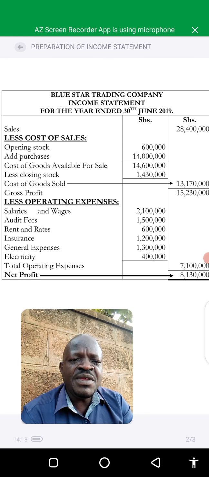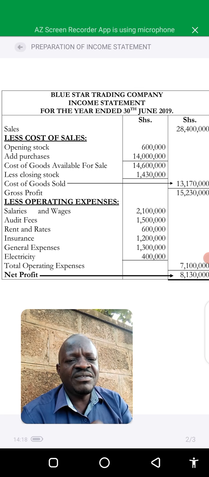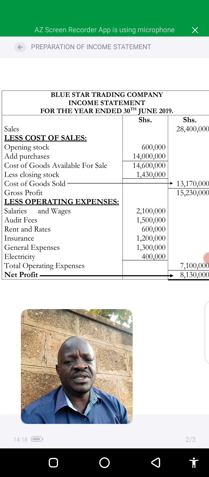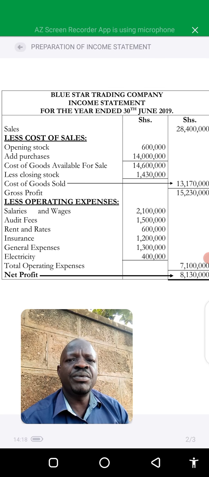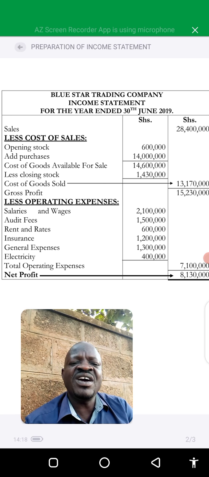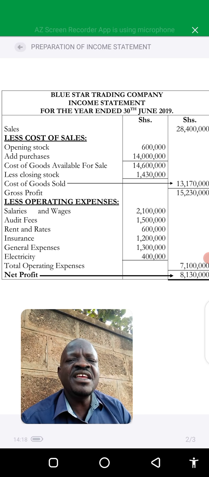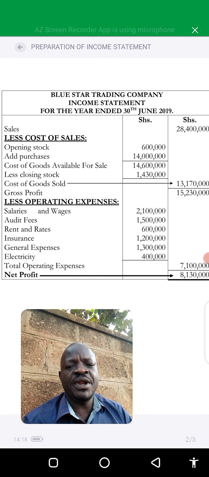Therefore, 28,400,000 minus 13,170,000, we shall get 15,230,000. That figure represents our gross profit. So that is the profit you have got in the business before deducting any expense, and therefore you cannot take it as your profit. You have to remove the operating expenses.